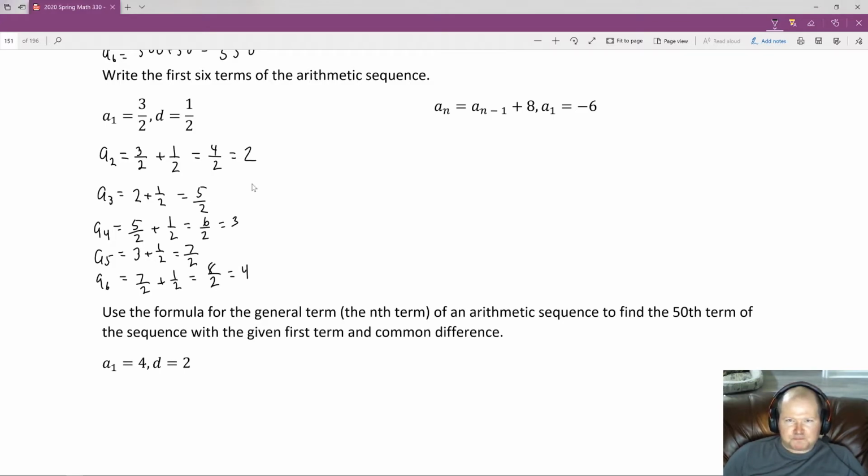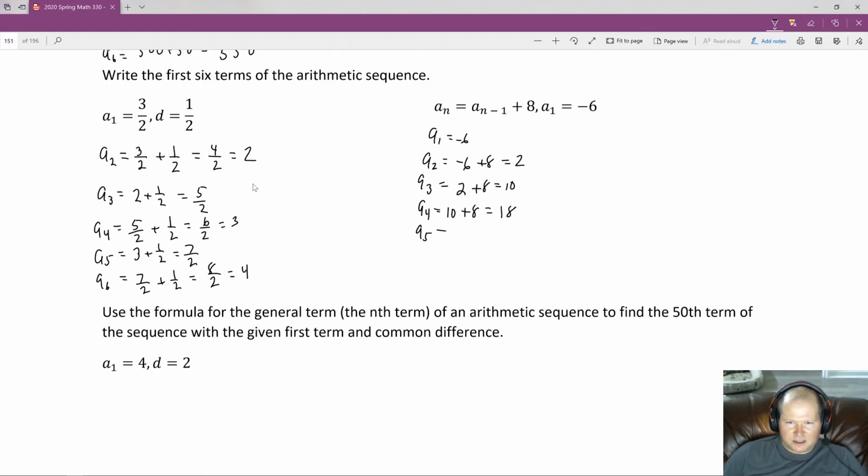Alright, so the next one is: this term in the arithmetic sequence is equal to the previous term plus 8, where the first one is -6. Okay, so we know the first one is -6. Second one is going to be the previous term, -6, plus 8, which is 2. The next one, the third one, is going to be the previous one, which is 2, plus 8, which is 10.